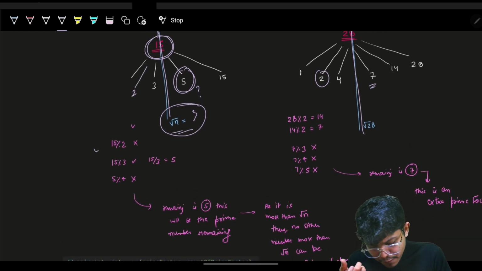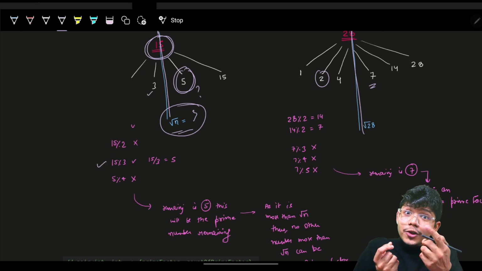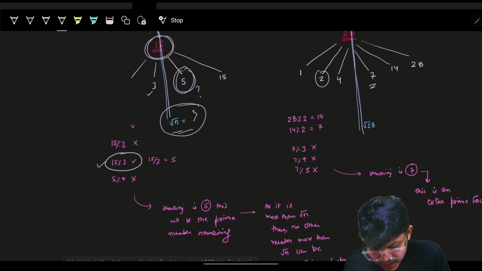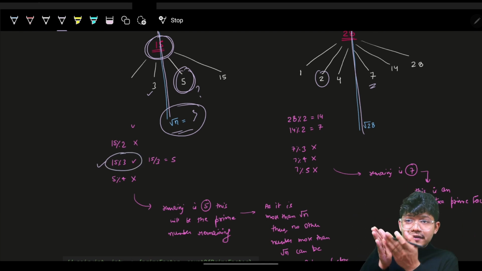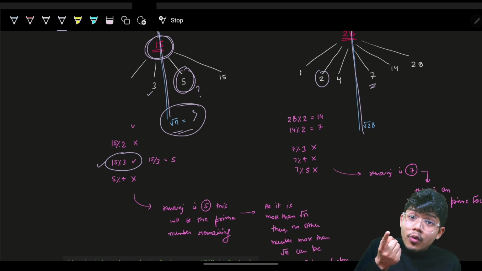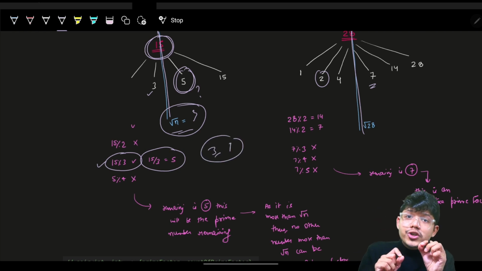I'll try 2. 15 mod 2, not divisible. Okay, 15 mod 3, oh, it's divisible. If something is divisible, keep on dividing until it is no longer divisible. 15 is divisible by 3. Keep on dividing. I cannot divide it further, because it is divisible only one time. So 3 is a prime factor with a count of 1. Simply push that in your answer.